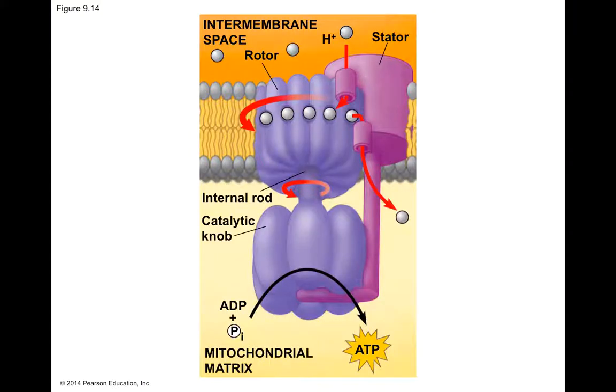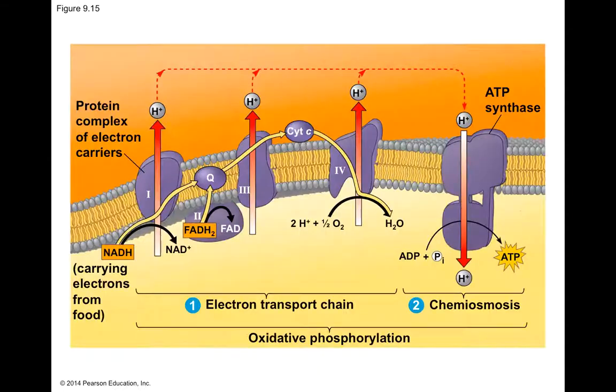And this is what ATP synthase looks like. It's actually pretty cool in how it works. As the protons flow through the channel, it causes the protein to spin and ultimately drive the reaction to convert ADP and an inorganic phosphate into ATP.